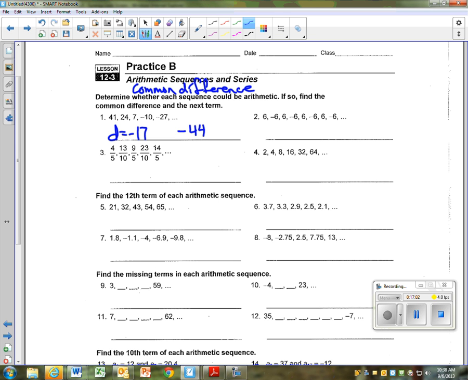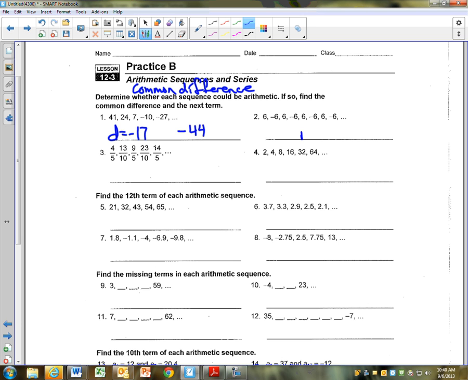See if you can determine for 1, 2, 3, and 4 whether or not it's arithmetic, and if it is, what the common difference is and what the next term is. Not all of them are arithmetic. See if you can try 2, 3, and 4. Okay, so let's look at number 2. Can you figure out the next term? Yes, but is there a common difference? No, it jumps back and forth between positive and negative 12, so therefore this is not arithmetic.